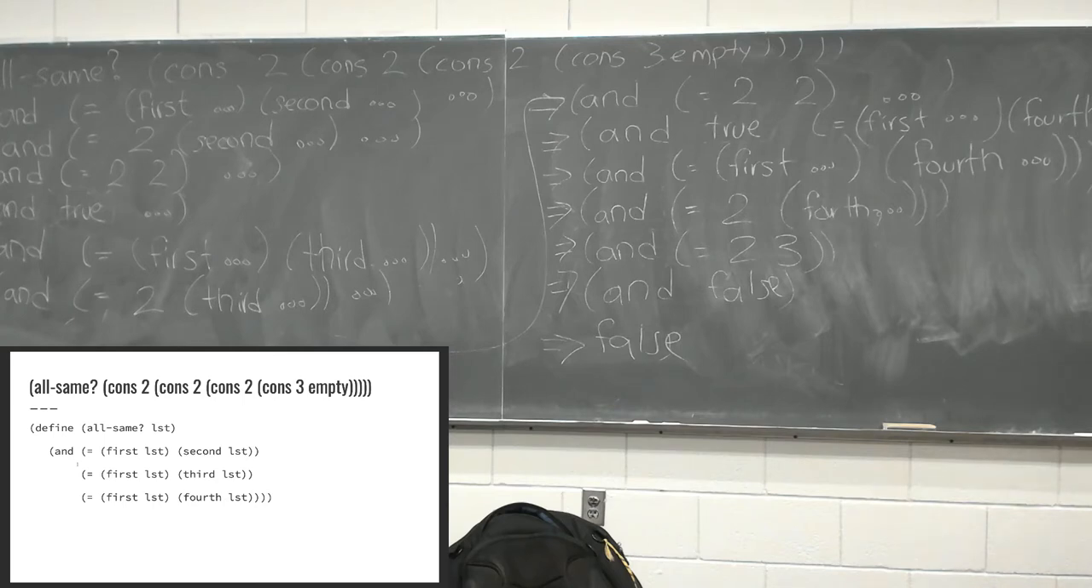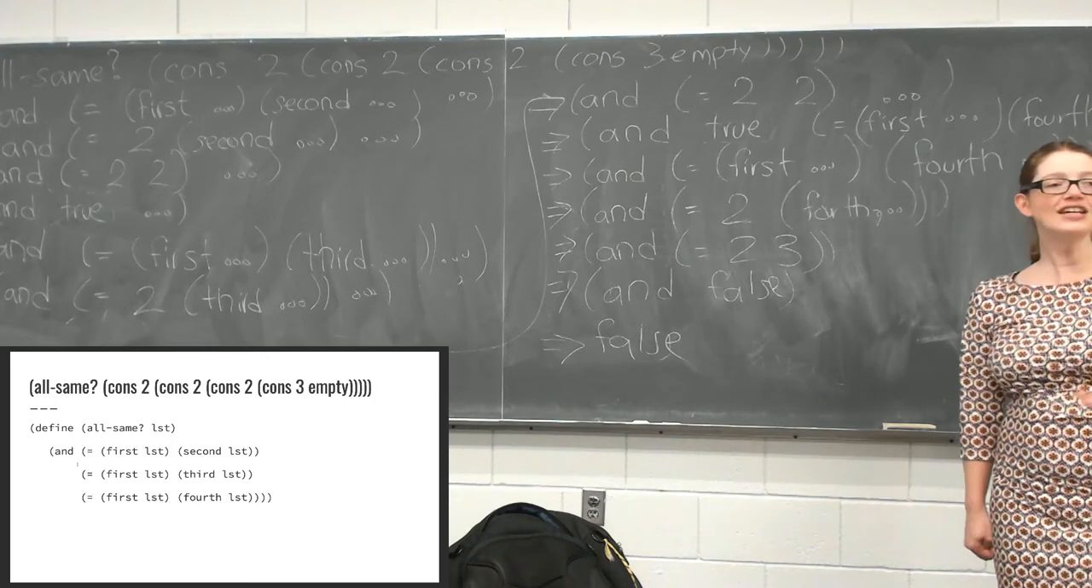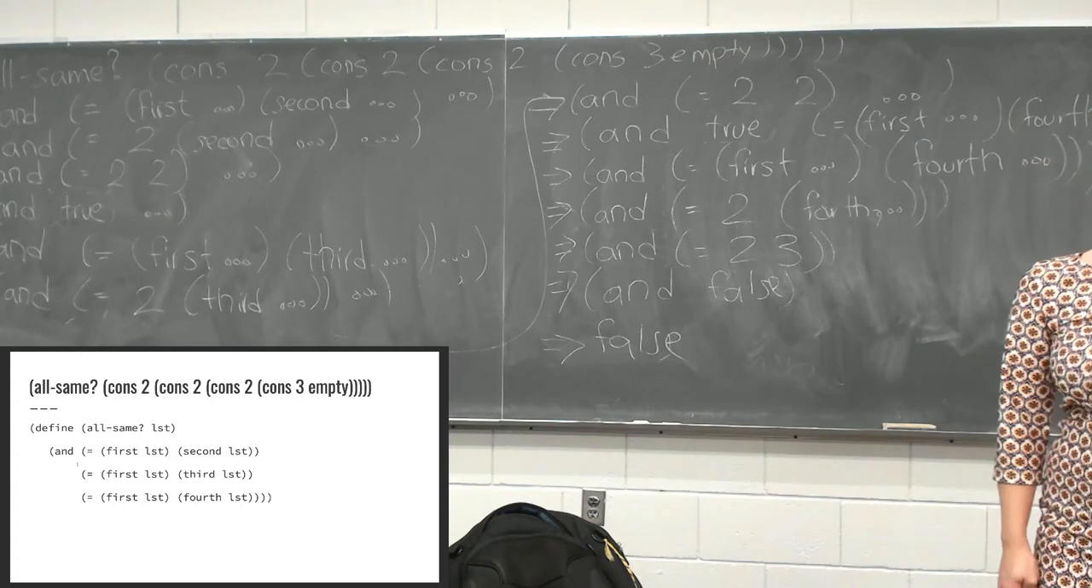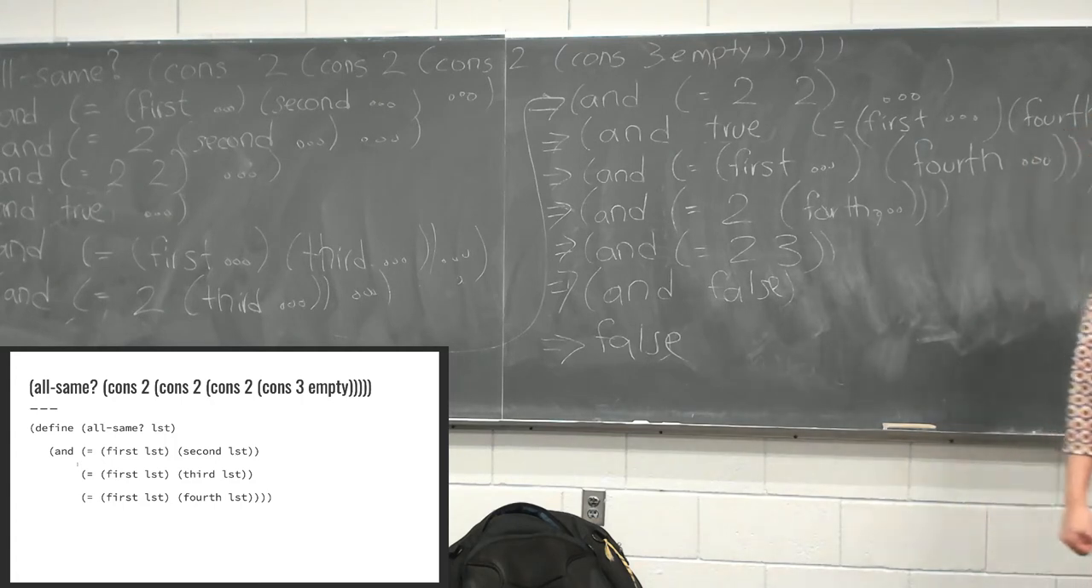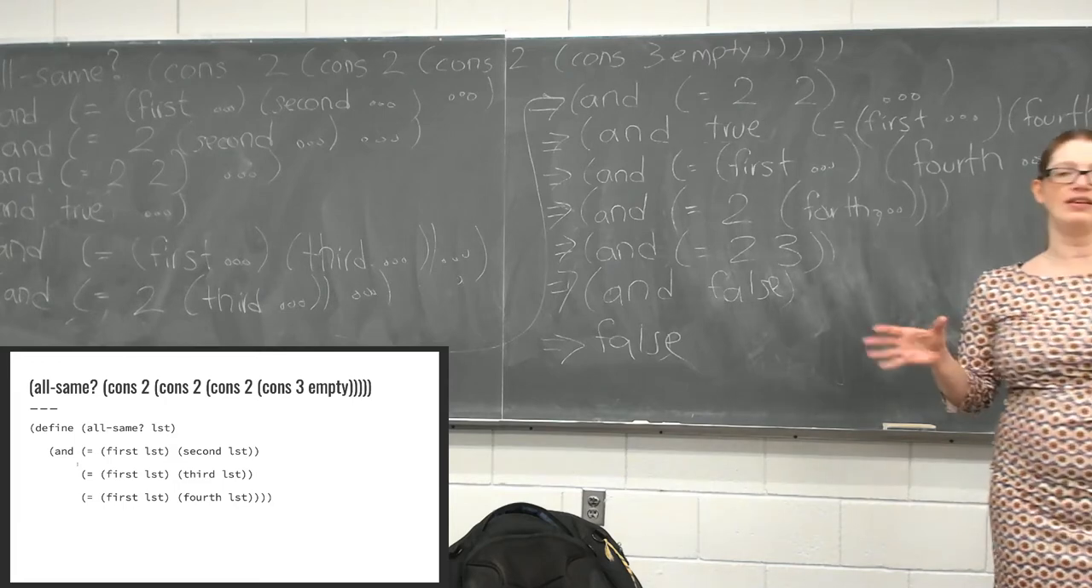And I know as you're working with list functions on assignment 3 and 4 and 5, it's going to be a pain. You should define constants for your lists that you use in tests so that you don't have to keep writing all this cons stuff out. Is there short forms? Yes. They're called list abbreviations. We will get to them. But until we get to them, you can't use the abbreviation.